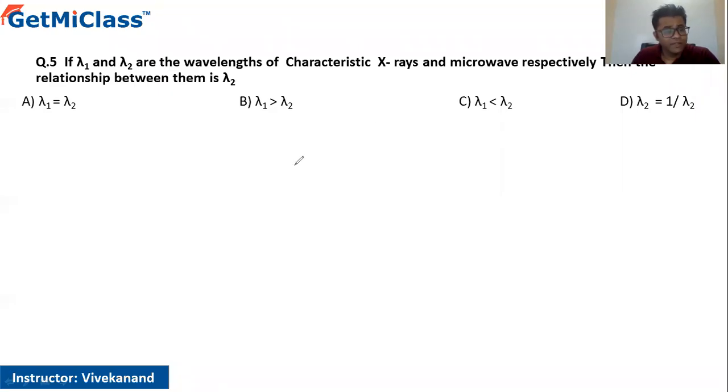Question number 5. If lambda 1 and lambda 2 are the wavelengths of the characteristic X-rays and the microwaves respectively, then the relationship between them is. Okay, so if we observe the entire scenario, first we would like to say that the X-rays are going to have lambda 1, write it down like this. Microwaves have lambda 2.